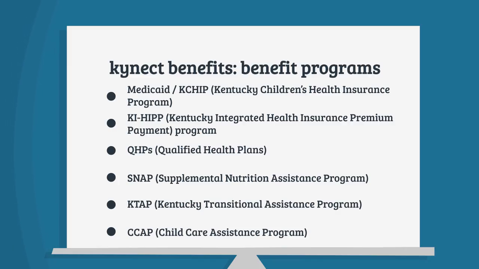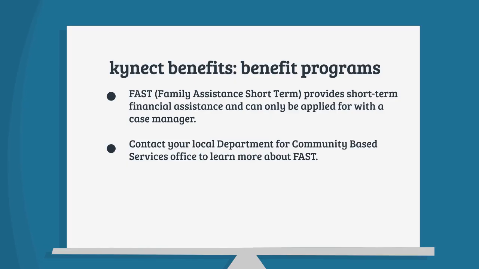Please note that not all Kentucky assistance programs have self-service applications through Kynect. For example, FAST or Family Assistance Short-Term, which provides short-term financial assistance, can only be applied for with a case manager. Contact your local Department for Community-Based Services office to learn more.